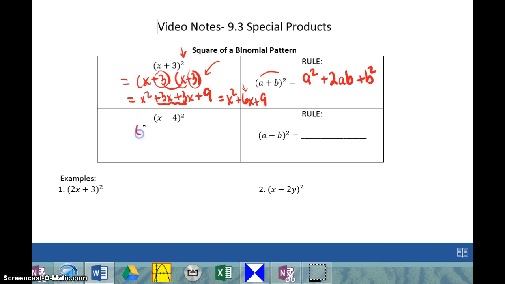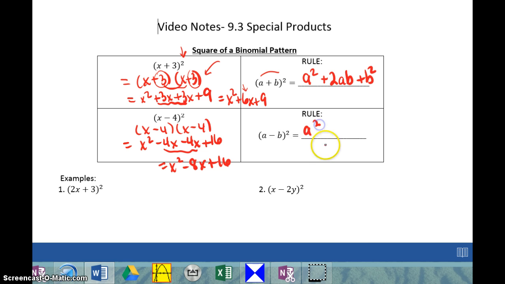Now look underneath, the same thing happens with x minus 4 times x minus 4. We would get x squared minus 4x plus 16. And again, we got the same thing in the middle. So x squared minus 8x plus 16. So the rule would be a squared minus, this time because there's a negative in the middle, 2 times ab plus b squared. Whenever you square a negative, it's going to become positive, so that's why b is squared.